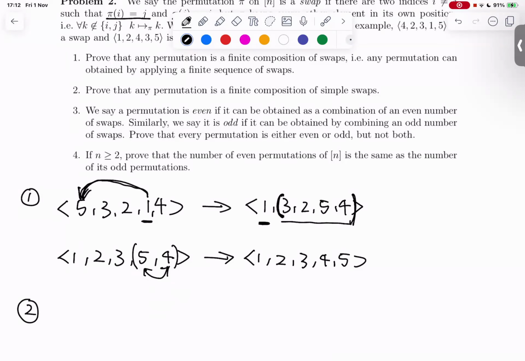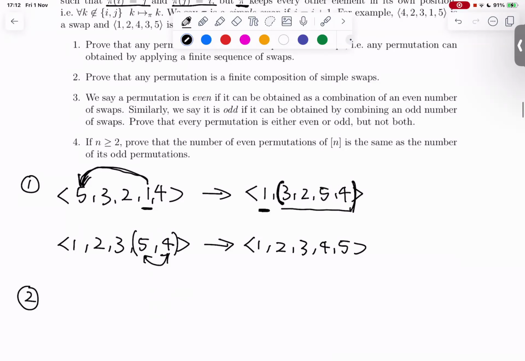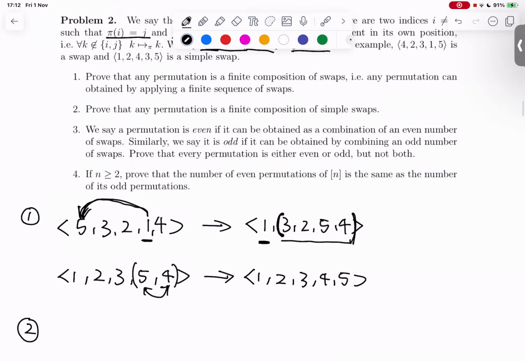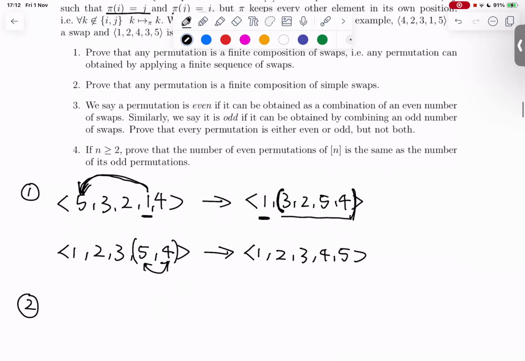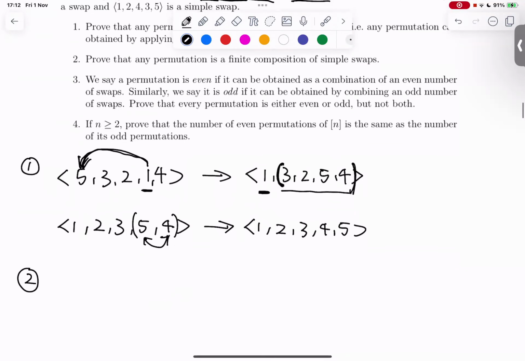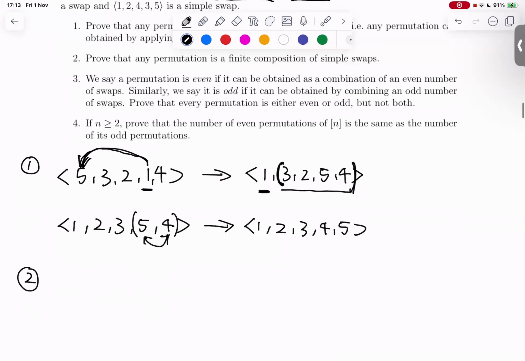This is problem 1. And then for problem 2, we have to prove that any permutation is a finite composition of simple swaps. In problem 1, we proved that it's a finite composition of swaps. For problem 2, we have to prove that it is also a finite composition of simple swaps. To do this, we only need to prove that each swap is a finite composition of simple swaps. Then since each permutation is a finite number of swaps, each permutation is also a finite number of simple swaps, right? So we just need to prove that a swap is a finite composition of simple swaps.